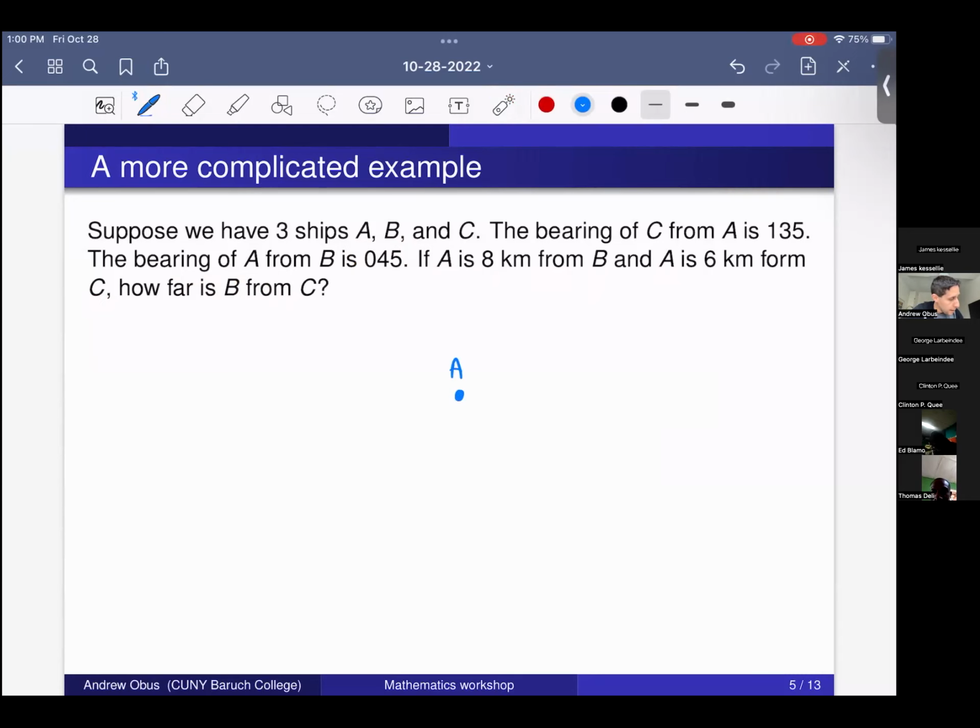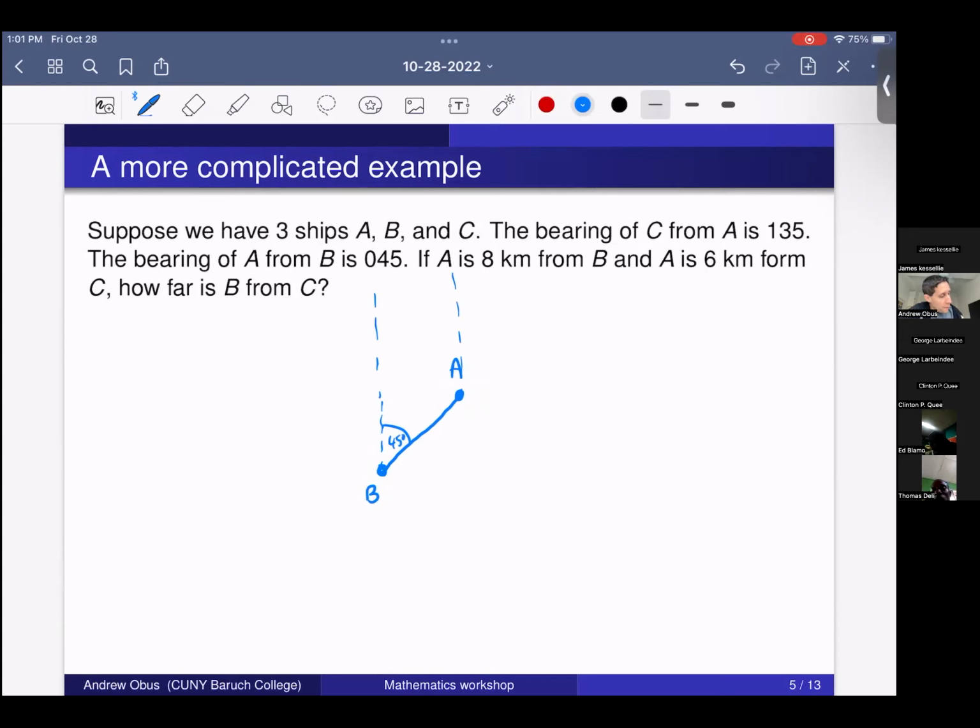This is A. Then the bearing of A from B is 45. So that means to get from B to A, you have to go up and to the right, right? That's what a 45-degree bearing is. So when you draw your picture, you have to draw everything in the right place. So here, I have to draw B like this, right? Because I want the bearing of B from A to be 45 degrees. This should be 45 degrees.